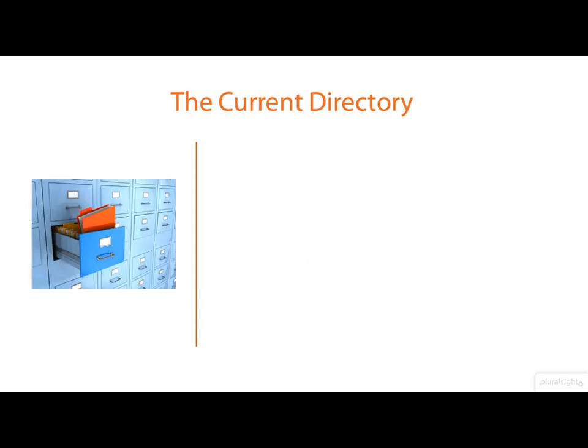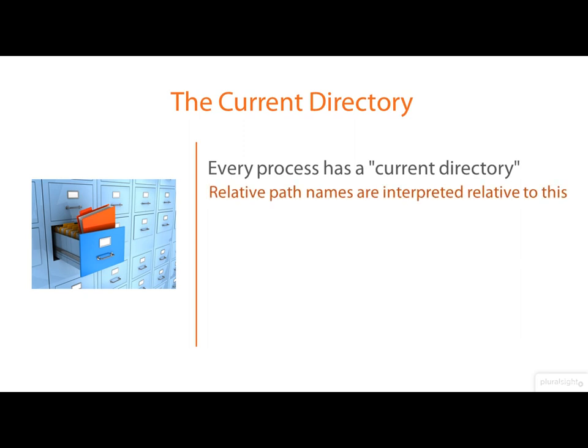Now, as you probably know, every process has a current directory. You are in a directory at a particular time, and relative path names specified in system calls are interpreted relative to this current directory.